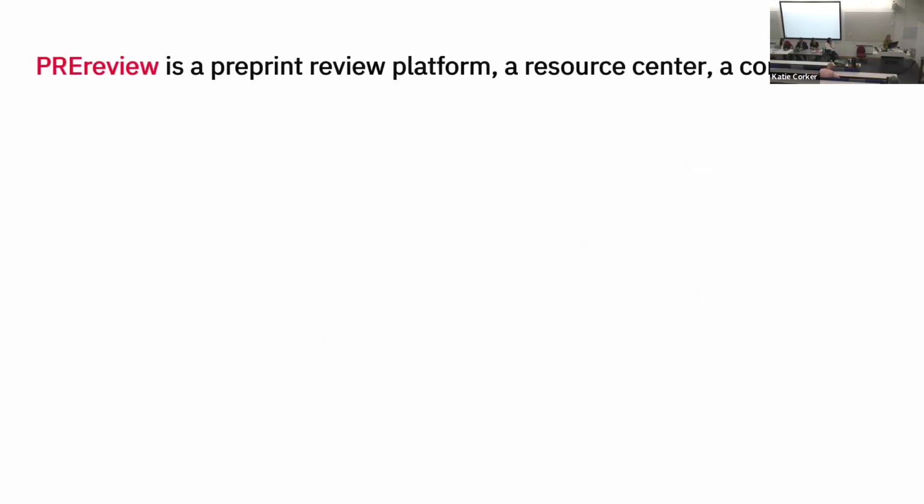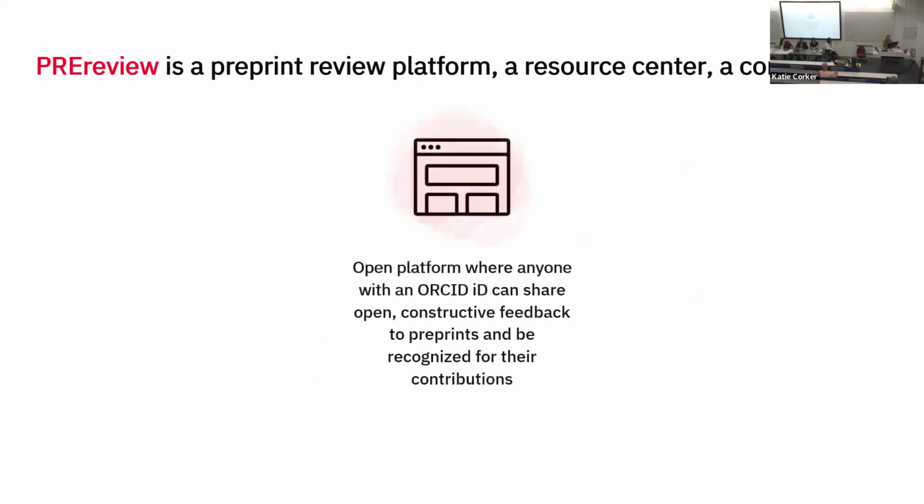And we do that via three main pillars of our work. The first is an open platform where anyone with an ORCID identifier can share open constructive feedback to preprints and also be recognized for their contributions if they choose to be so. Each review gets a DOI. Login is done via ORCID, but people can choose to sign with their public name, which I should note overwhelmingly people do choose to use, or they can also use a pseudonym if they feel, for whatever reason, less confident. If they choose their public name, this can also be linked to their ORCID profile to hopefully build a bit more recognition for this work.